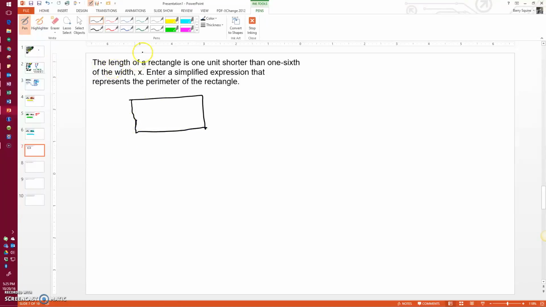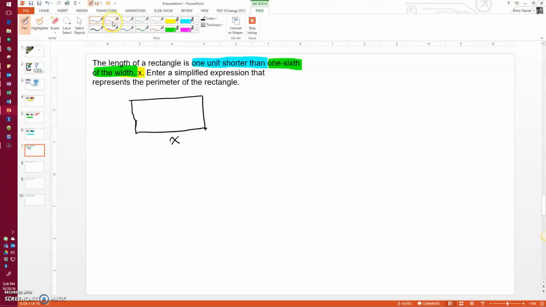And it's telling us that the width is going to be called x. So we have to pick one of these to be the width. It doesn't really matter which one. Let's call this the width. So that's going to be x. And then the length of the rectangle is going to be 1 unit shorter than 1/6 of the width.